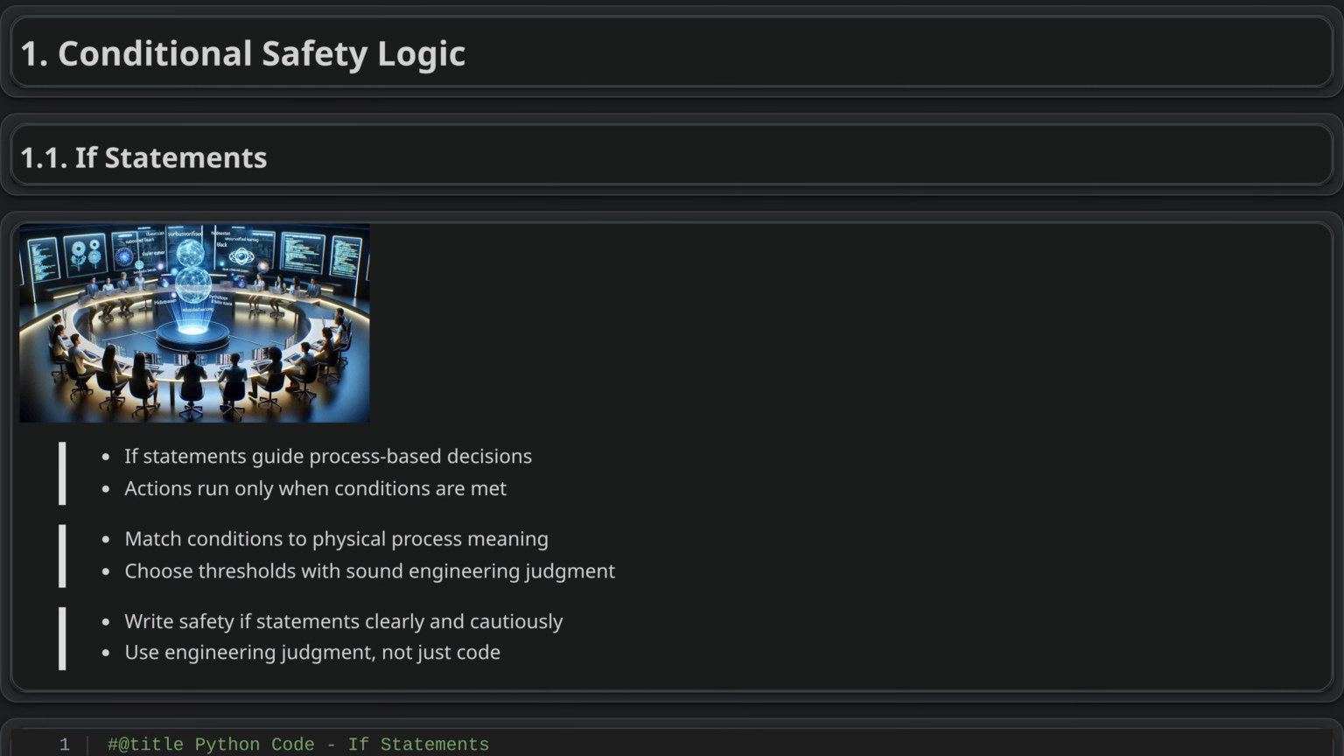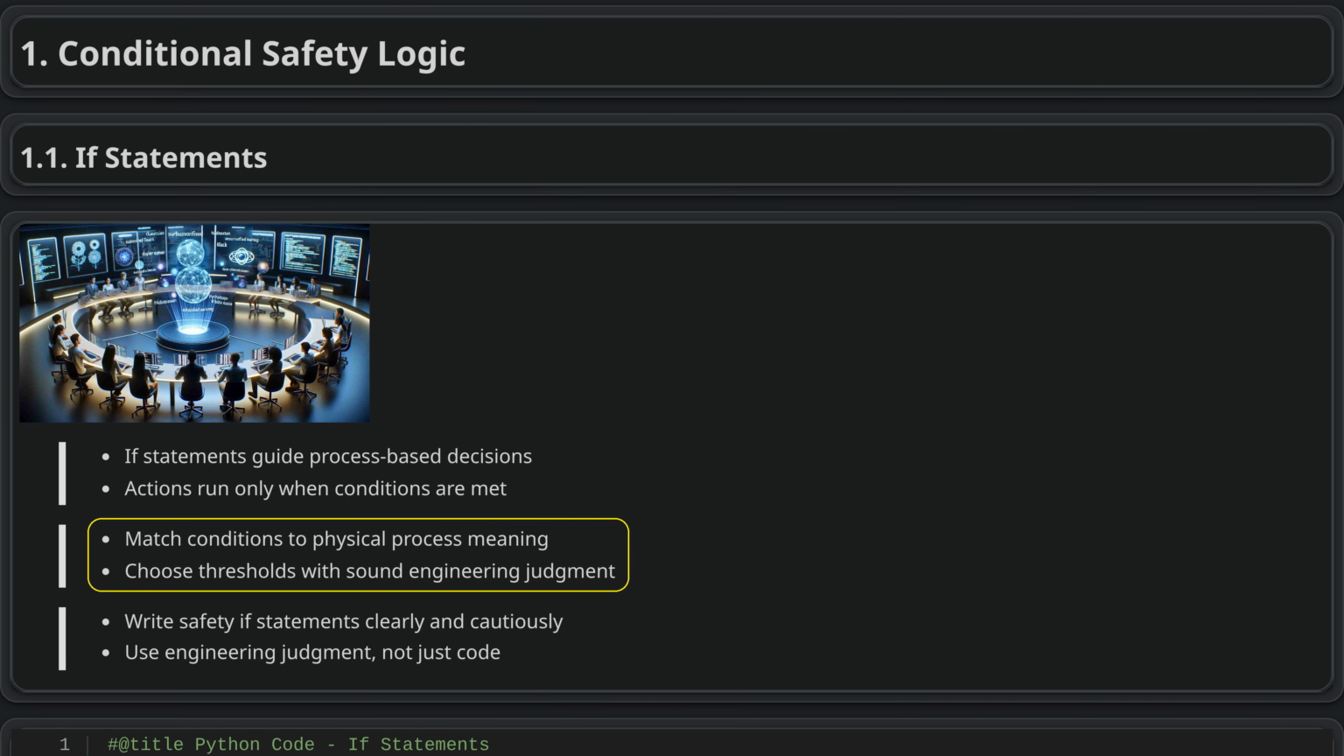Conditional safety logic. If statements. An if statement lets a Python program make decisions by checking whether a condition is true before taking action. In chemical engineering, this can support safety decisions, such as responding when temperature or pressure exceeds safe limits. In this way, the program acts like a decision rule, only triggering the needed action when the current state requires attention. In engineering, an if statement is useful only when its condition matches the real situation being evaluated.